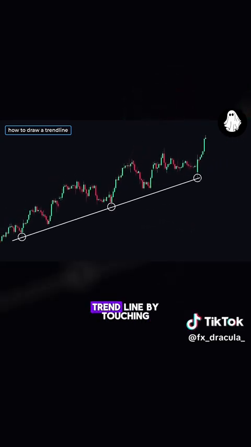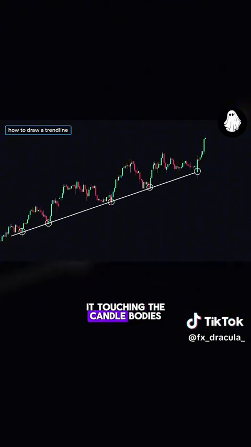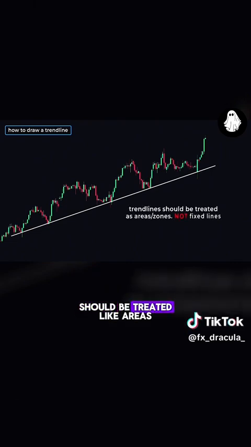if we draw a trend line by touching the wicks, we get a total of 3 touch points. However, if we draw it touching the candle bodies, we get a total of 5 touch points. So for this specific chart, since the goal is to get as many touch points as possible, we'll draw it touching the bodies.